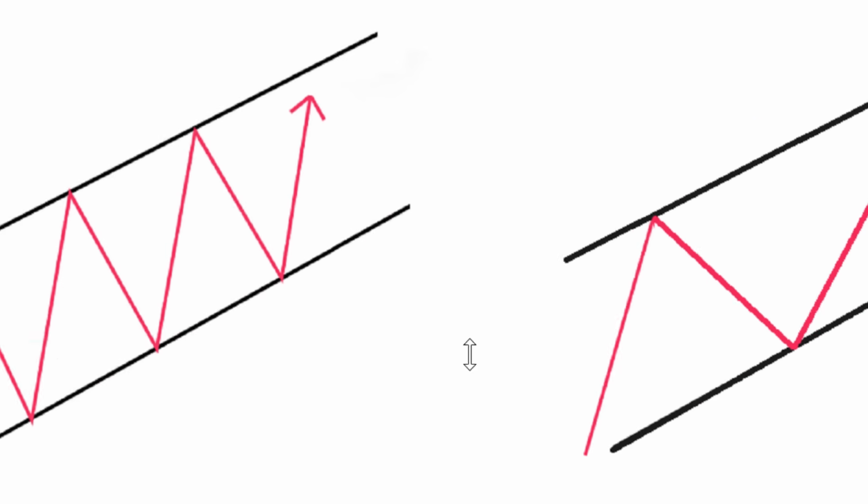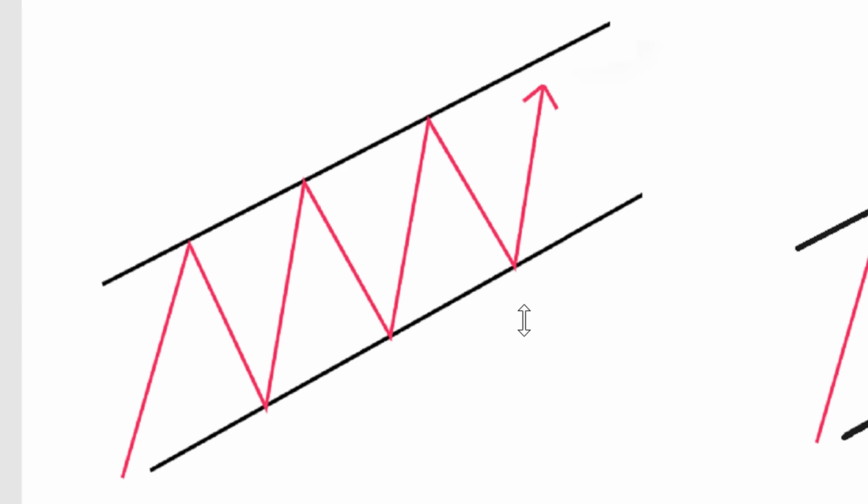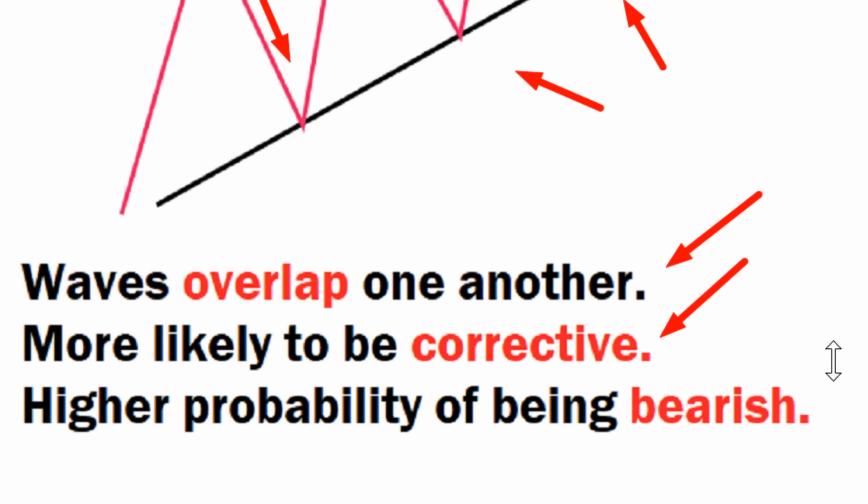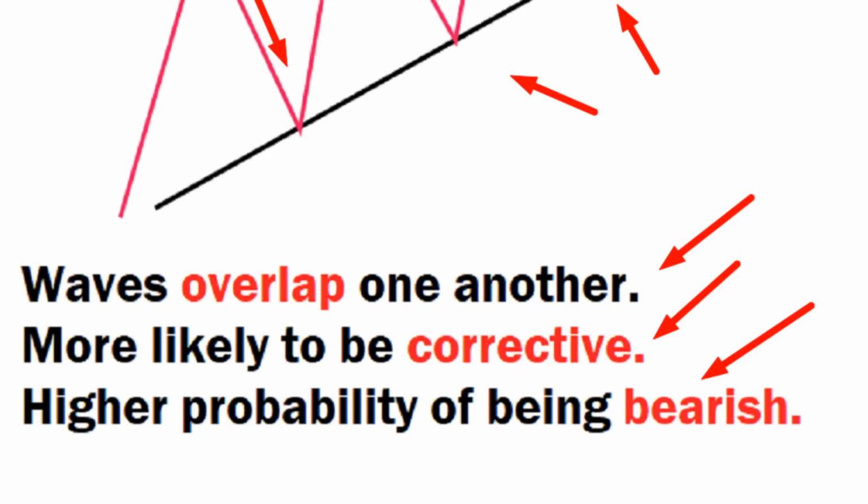Whereas this one on the left-hand side, because of the several corrective overlapping patterns we're seeing here, because all these waves overlap with one another, especially the corrective waves, the problem with this ascending channel pattern is that the waves overlap with one another. It's more likely to be corrective, and this means there's a higher probability of being bearish in nature. Again, probability, not a certainty.